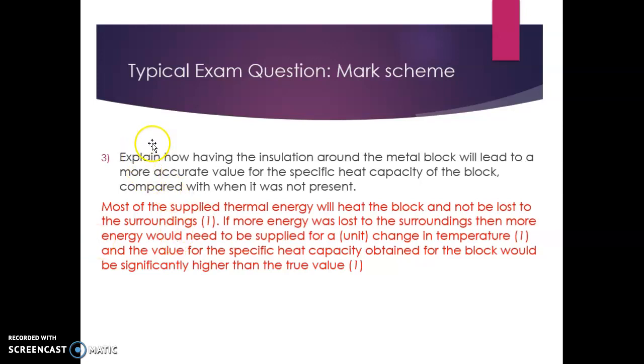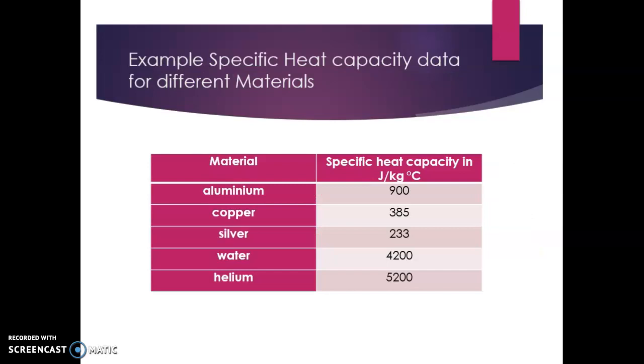Okay, so over to our third question then. Explain how having the insulation around the metal block will lead to a more accurate value, because more of the energy is going to where we wanted it to go, which was to heat the block, and it won't be lost to the surroundings. If you lose more energy to the surroundings, then you're going to have to put more energy in to change the temperature, so you'd get a higher value for specific heat capacity than the true value actually is. Alright, here's an example of different specific heat capacities for different materials.